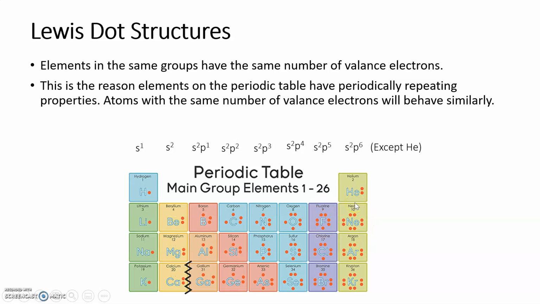And then finally, we get to the noble gases, and they have that full octet, all 8 electrons filling up their outer shell. With the exception, of course, being helium, who only has 2 electrons. His first level is full. It's just that the first level can only hold 2 electrons.